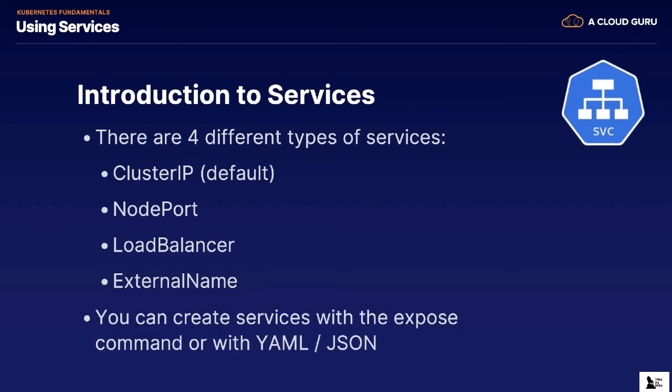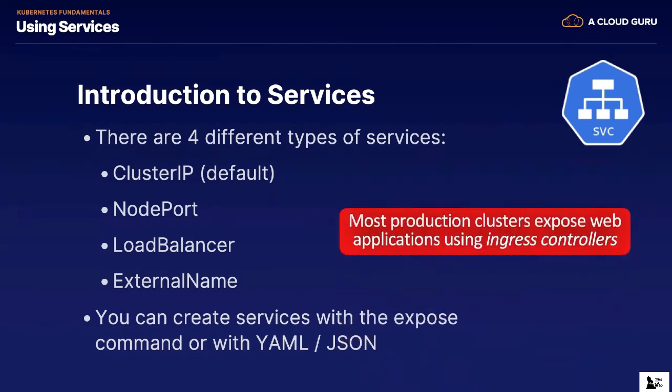Now, you can either create services imperatively with the expose command, which I'll show you how to do in a moment, or declaratively using a YAML or JSON file. Now, it's probably beyond the scope of this fundamentals course, but most production clusters expose web-based applications, meaning HTTP or HTTPS, using what they call Kubernetes ingress controllers, which isn't really a service type, but it allows external access to the group of pods that are running the web-based application.